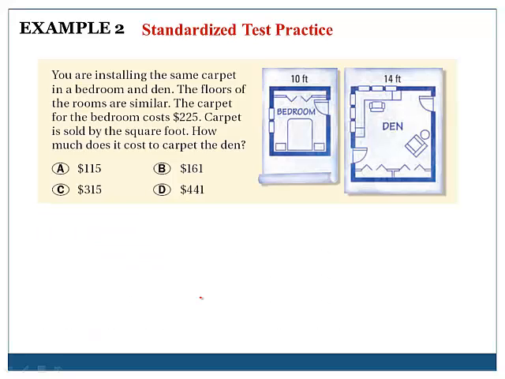Okay, so example 2, you're installing the same carpet in a bedroom and den. The floors of the rooms are similar. The carpet for the bedroom costs $225. Carpet is sold by the square foot. How much does it cost to carpet the den? So in this case, we know we have the similar figure part here. These are similar. So we have 10 feet and 14 feet as the actual corresponding lengths. So 10 to 14, if I reduce that, I get 5 over 7.